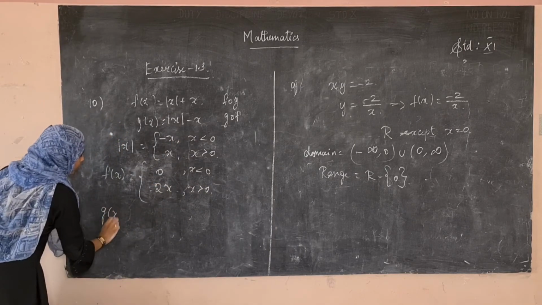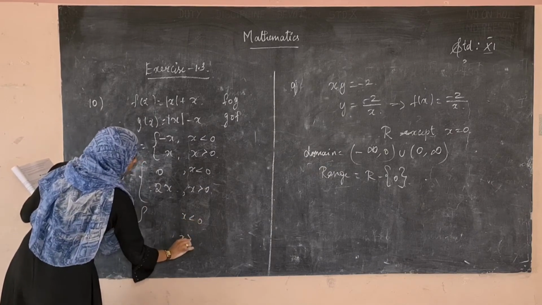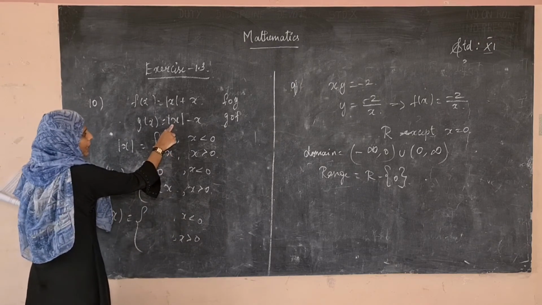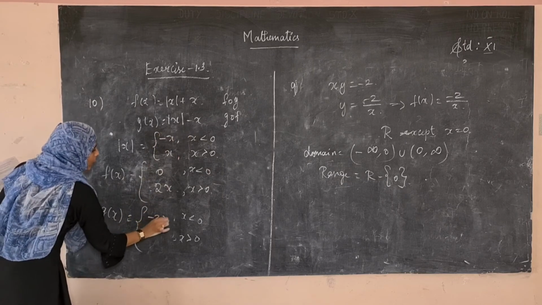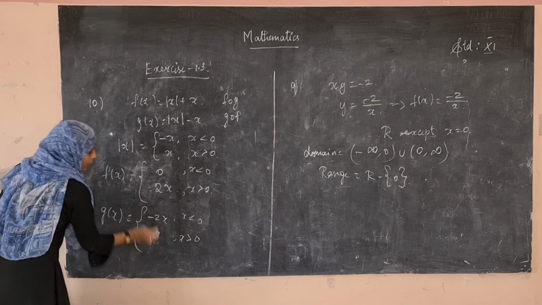Similarly for g of x, x is less than 0, x is greater than 0. If x is less than 0, this becomes minus x. Minus x minus x is minus 2x. If x is greater than 0, this becomes x. x minus x is 0.